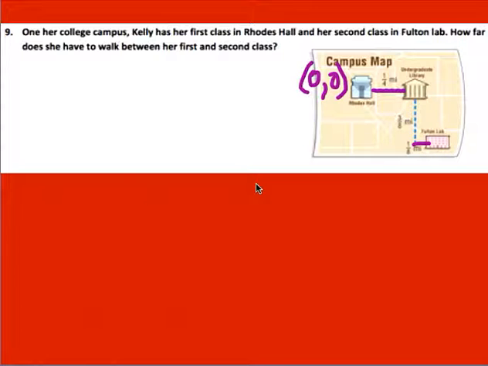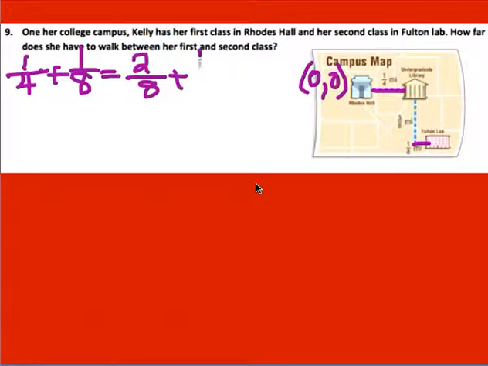So in order to figure out how much she goes over, we actually have to take 1/4 and add 1/8 to it. So in order to do that, we need a common denominator. So I'm going to go ahead and multiply 1/4 by 2/2. So when I do that, I end up getting 2/8 plus 1/8, which is going to give me 3/8. Okay, so that's how far I went to the right. I went 3/8 to the right.